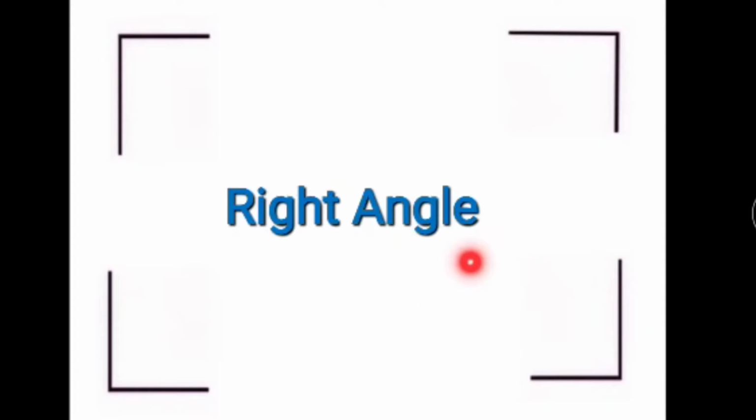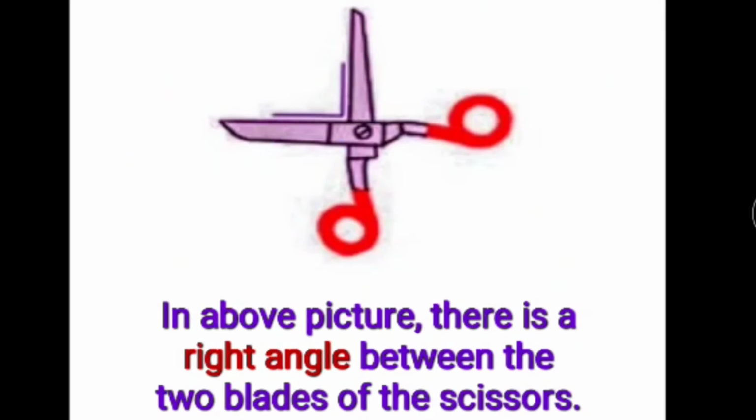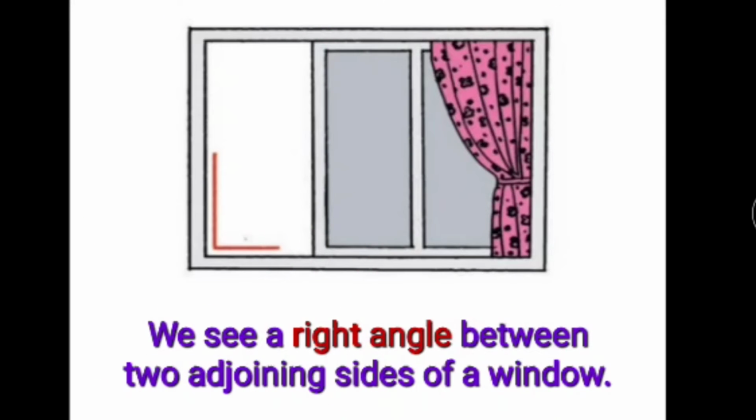First is right angle. In the above picture, there is a right angle between the two blades of the scissors. Can you see this angle? Yes, this is the right angle. Here we can see a right angle between two adjoining sides of a window. This is a right angle.